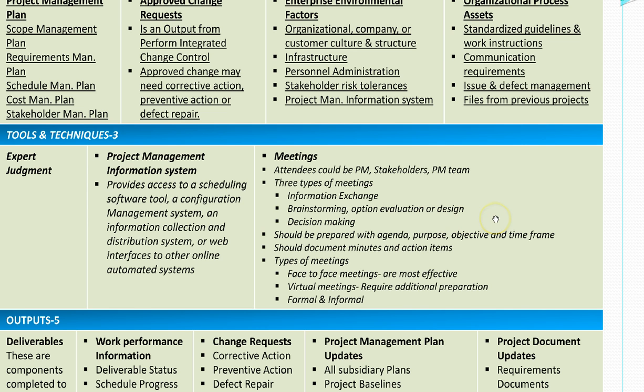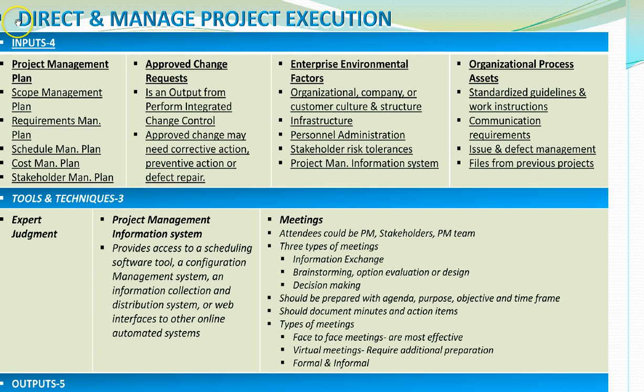Now, the third tool and technique is meetings. Now, meetings are used to direct and manage project execution. How are we going to manage and direct the project execution? So we are using again 3 different techniques, right? Expert judgment, project management information systems, and meetings. In meetings, who could be the attendees? Could be the project manager, could be stakeholders, could be the project management team.